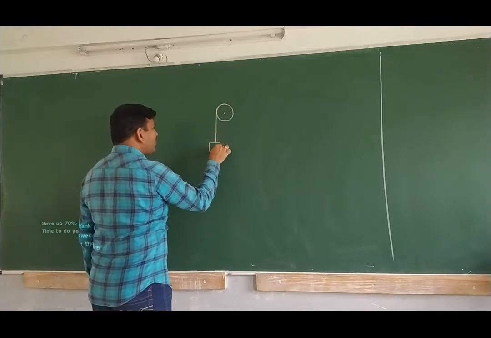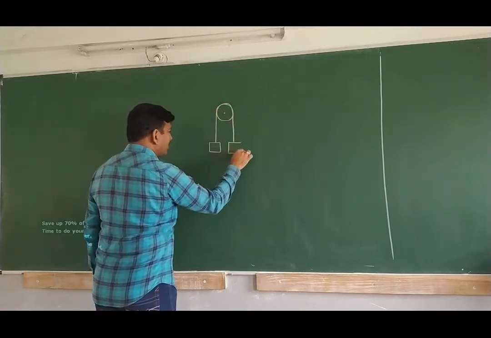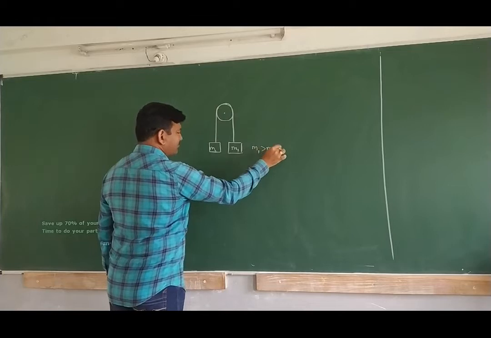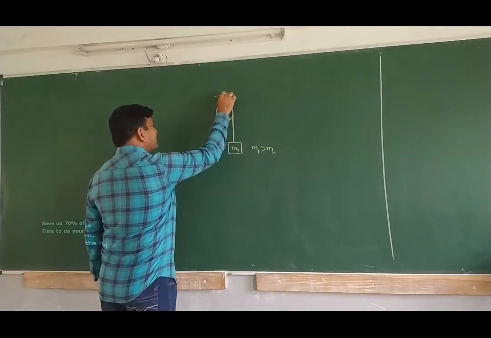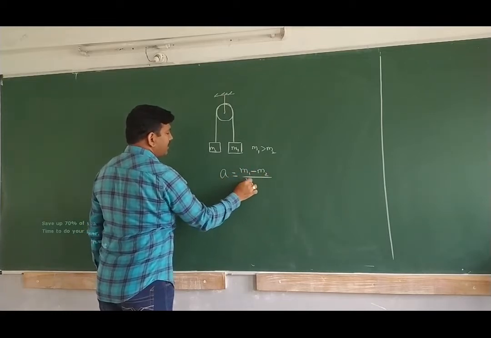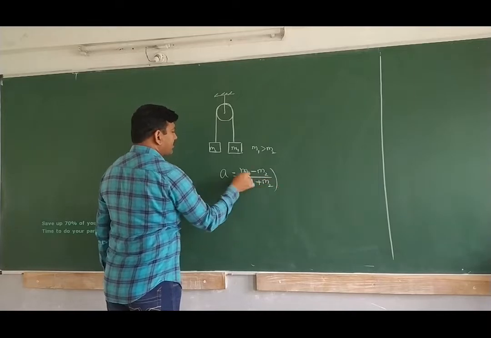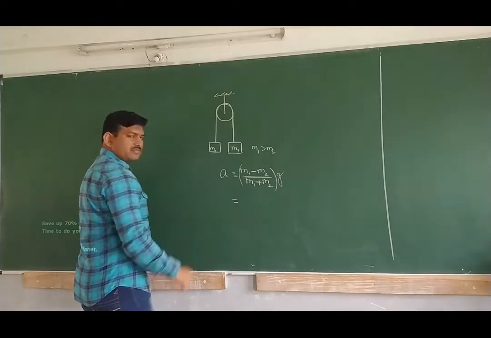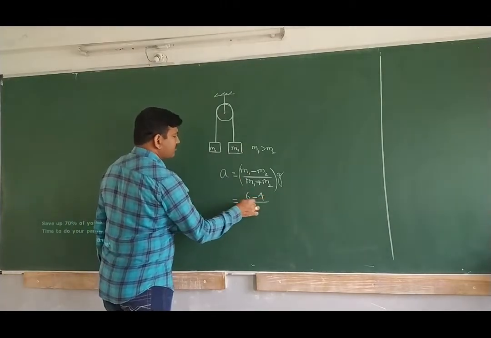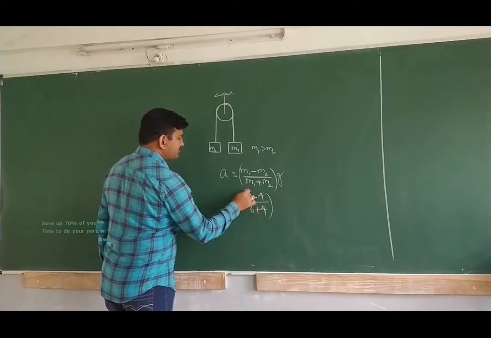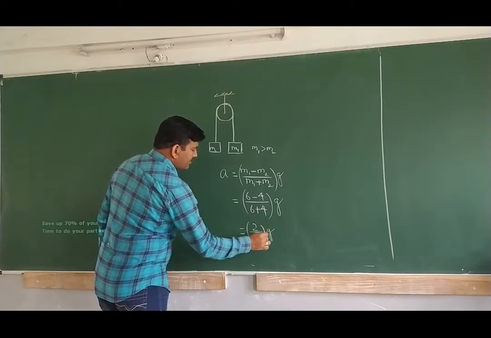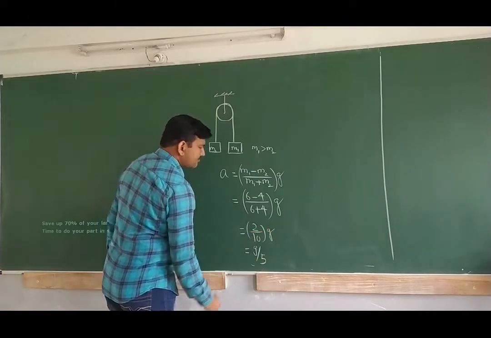They have given two different blocks of masses M1 and M2. Let us consider M1 is greater than M2. Then what is the acceleration of the system? Acceleration of the system is given by the formula (M1 minus M2) divided by (M1 plus M2) into g. No complicated problem is given here. This is the basic formula we derived. So M1 is 6, M2 is 4. 6 minus 4 is 2, divided by 6 plus 4 is 10, into g, that is equal to g by 5. This will be the answer.